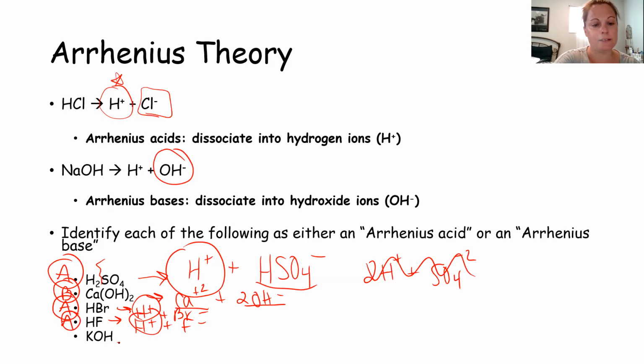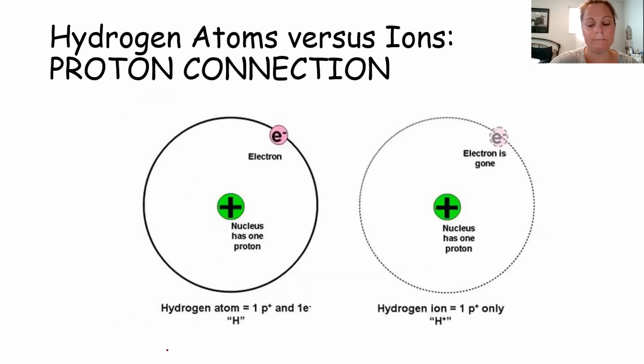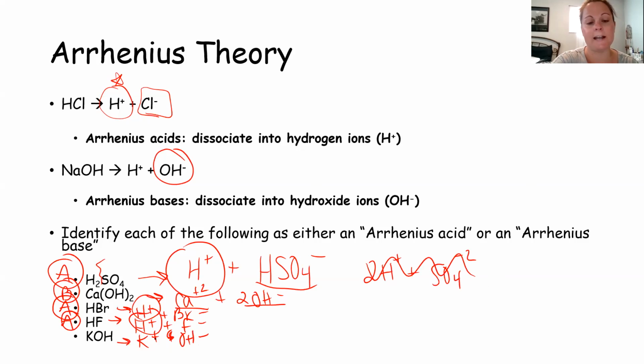And last but not least, KOH dissociates into K+ and OH-. This is not hydrogen. K+ is not hydrogen. OH is hydroxide. KOH is an Arrhenius base. So basically, if you see H, it's an acid, and if you see OH, it's a base in most cases.